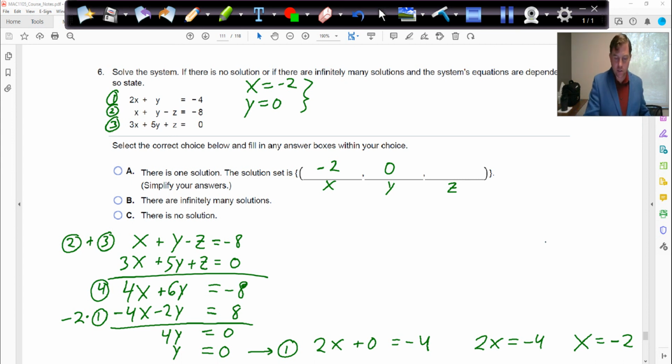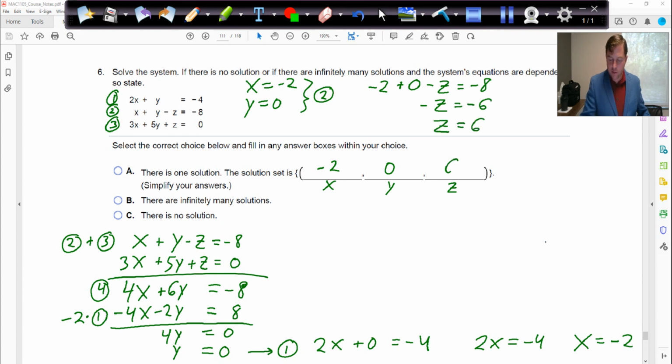And again, it kind of looks like equation 2 is a little simpler. So x is negative 2, y is 0, minus z, and that has to equal negative 8. So add 2 to both sides, we'll get minus z equals minus 6, and therefore positive z has to equal positive 6. And that will be the solution for problem 6.